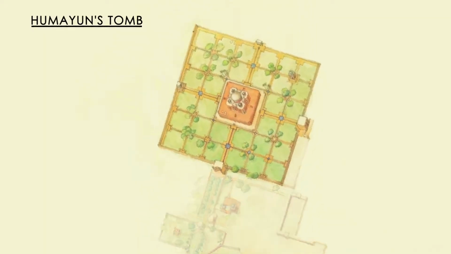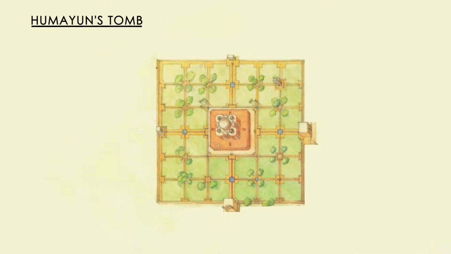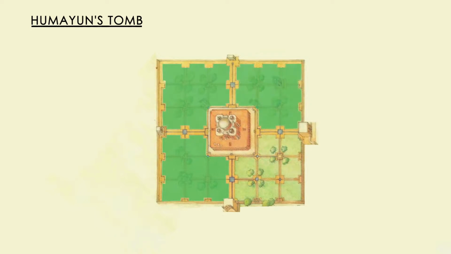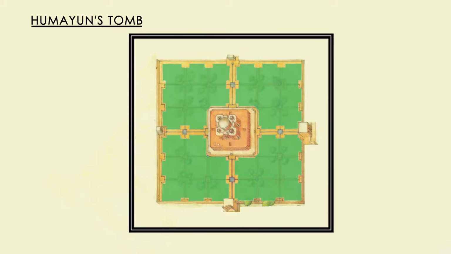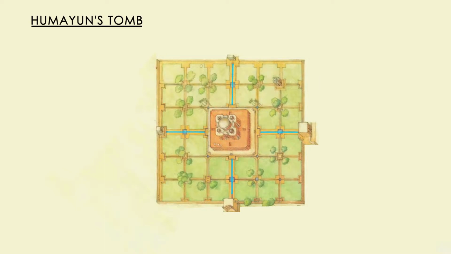the tomb proper stands in the center of a square garden divided into 4 main parterres by causeways, charbagh, which basically indicates a quadrilateral garden divided by walkways or flowing water into smaller parts. Now, the plan of the tomb itself is also.